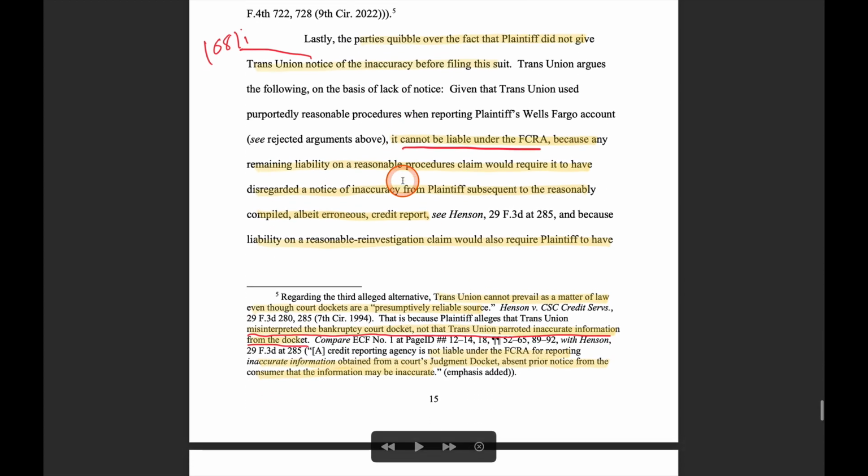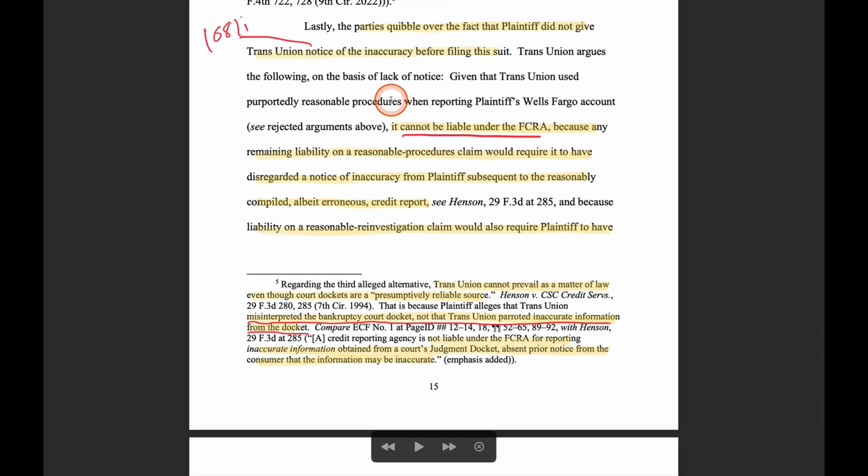Okay, so this is an interesting argument. The credit bureaus like to make this argument. They know it's bogus. They continue to make it because sometimes people bring these lawsuits and don't know this, and they fall for this trick. So TransUnion is saying, well, you didn't give us notice before you file suit, and you have to do that. So here's the argument.